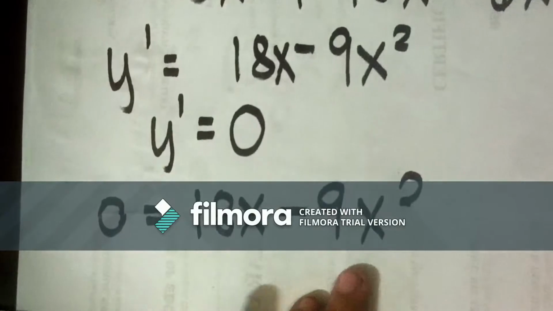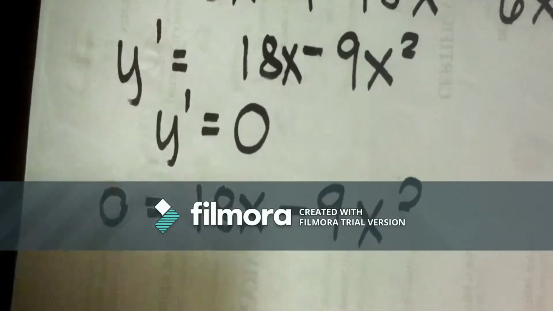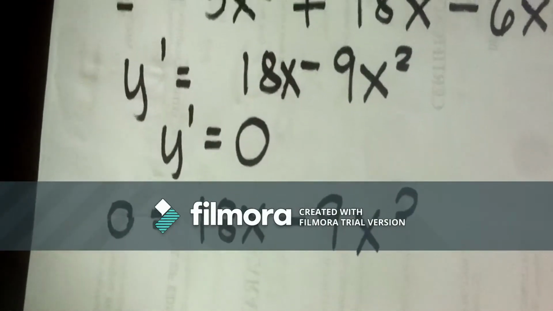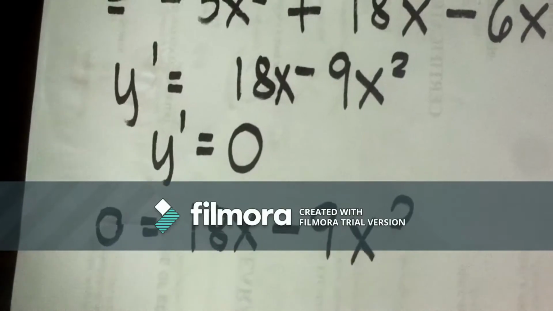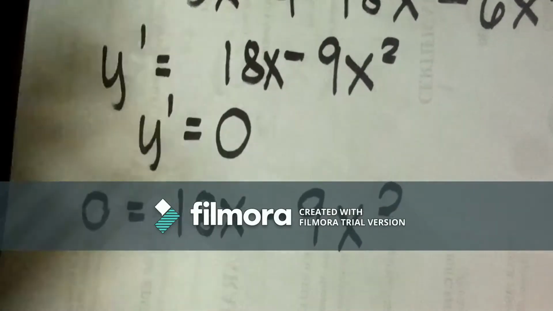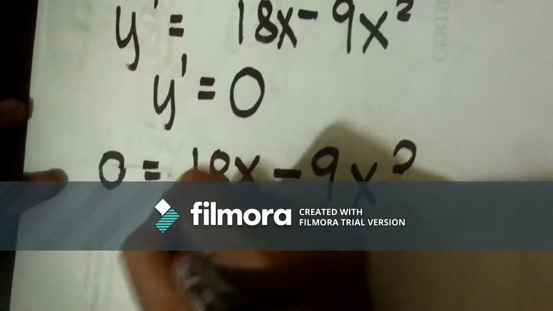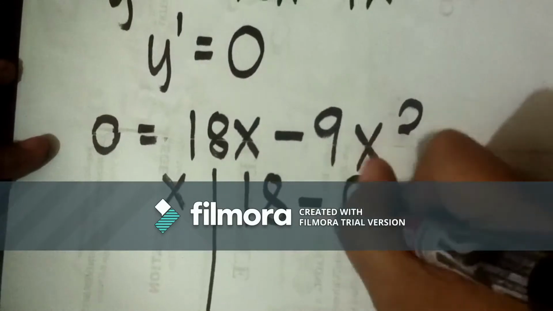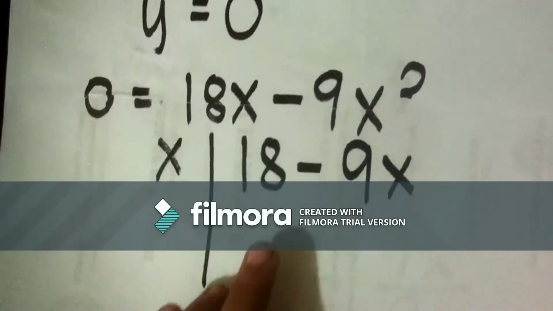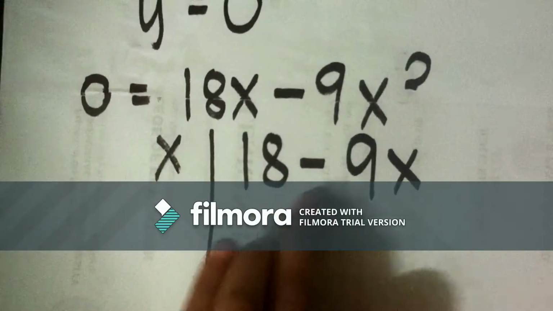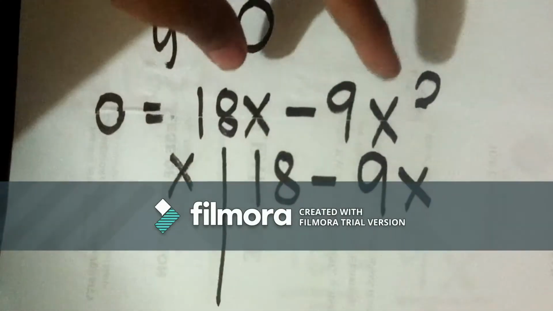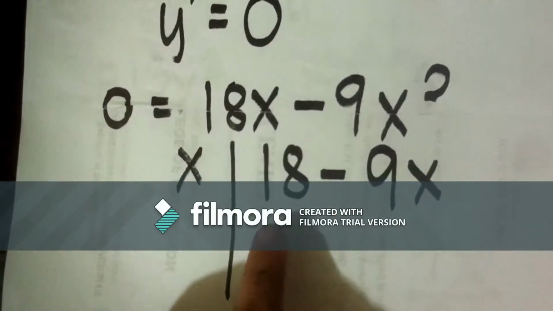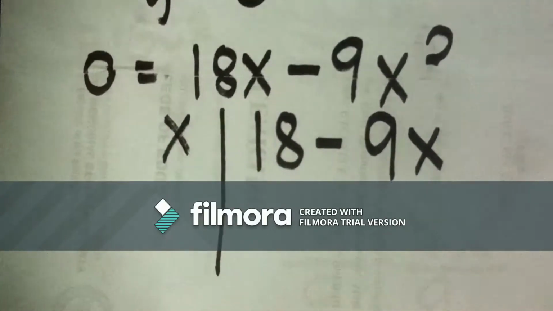So in this equation, we will think of a way in which we are going to obtain the value of x. What we are going to do is factor out x, or ipapalabas natin si x. So x here, what will remain is 18 minus 9x, diba? If we multiply x by 18 and x by negative 9x here, the resulting equation is similar to this. So in this equation, 18 minus 9x, we are going to solve for x.